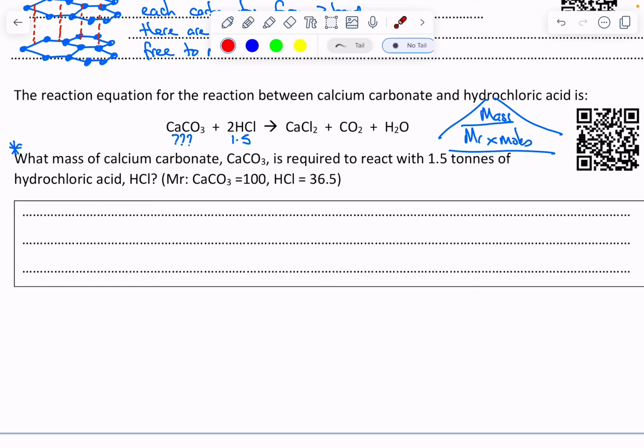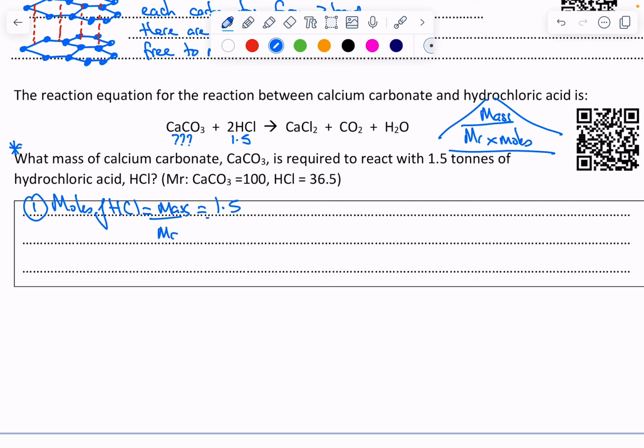So we're going to use the triangle. Mr. Moles is underneath the mass. And our first job is to convert this mass into moles of hydrochloric acid. So step one, we're going to go for moles of HCl. And according to a triangle, to work out the moles, we take the mass and divide it by the Mr.